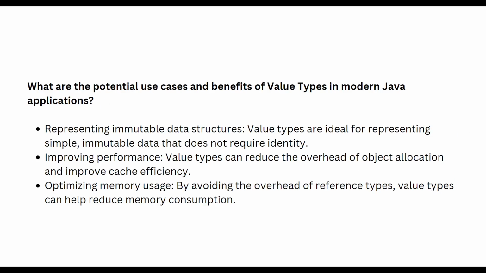Now, last question: what are the potential use cases and benefits of value types in modern Java applications? First thing is, it represents immutable data structures. String was already immutable, so you know what immutability provides you. Value types are ideal for representing simple immutable data that does not require identity. You get performance because value types can reduce the overhead of object allocation and improve cache efficiency. We get optimized memory usage because there is no overhead of reference types, and value types can help reduce memory consumption, which we have already talked about multiple times.